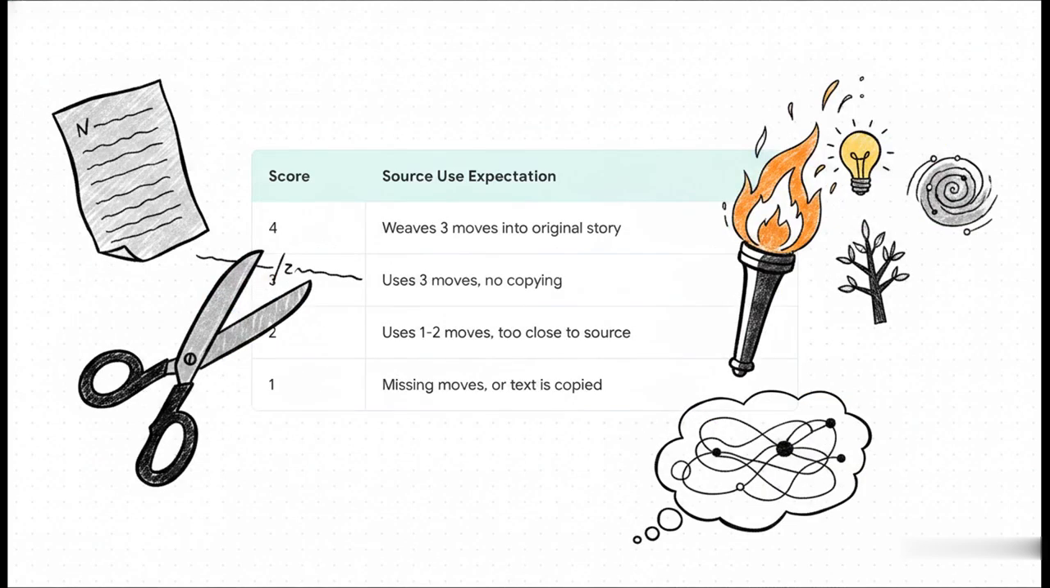When assessing that really tricky source use category, look at the stark difference between a 1 and a 3. A score of 1, or beginning, means the text is directly copied. We don't want that. But a 3, which meets expectations, requires successfully using all 3 source moves and borrowing ideas without copying. This perfectly echoes our opening mantra. You are holding them completely accountable for using the sources as a spark, not a script.